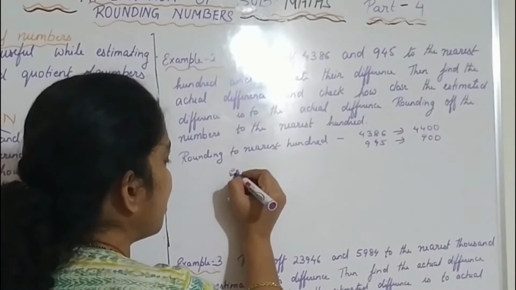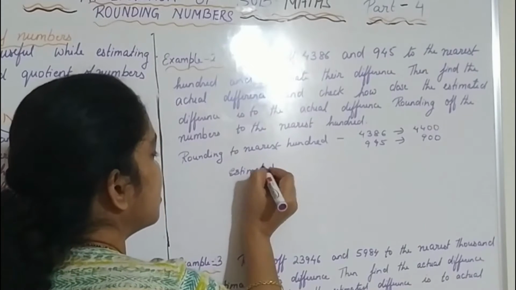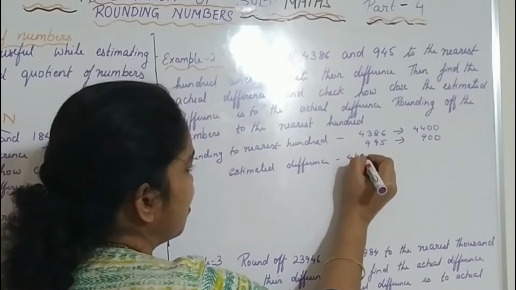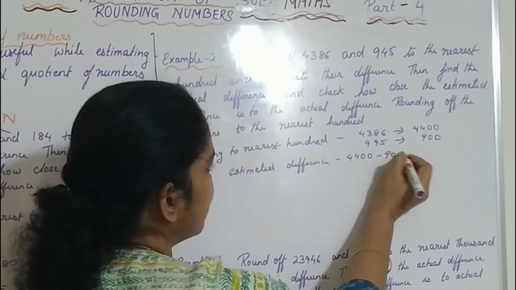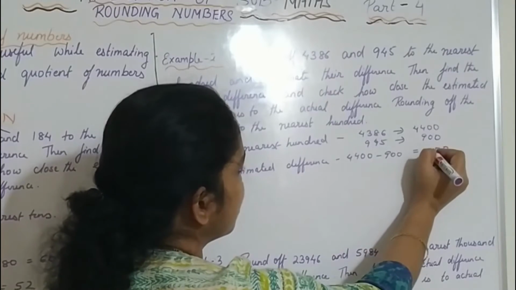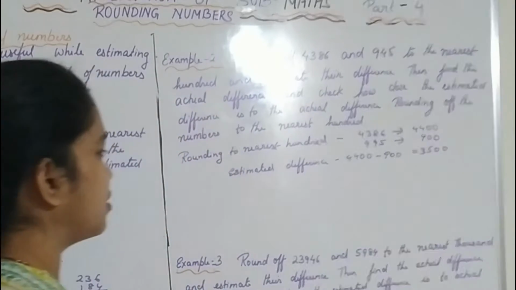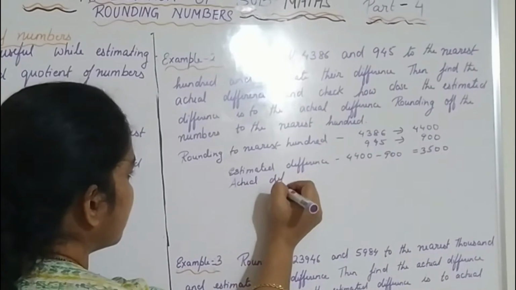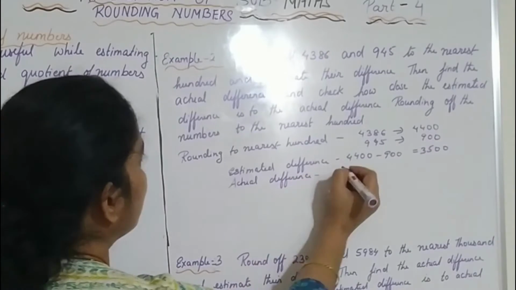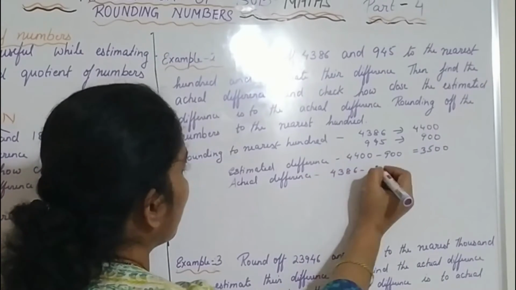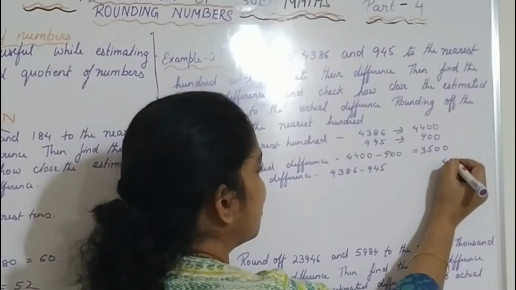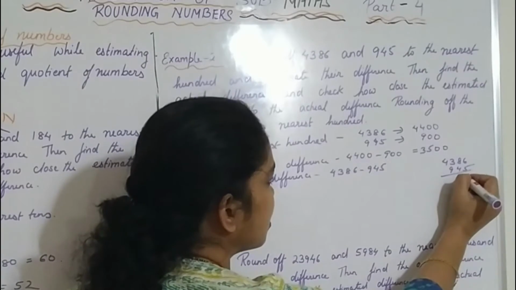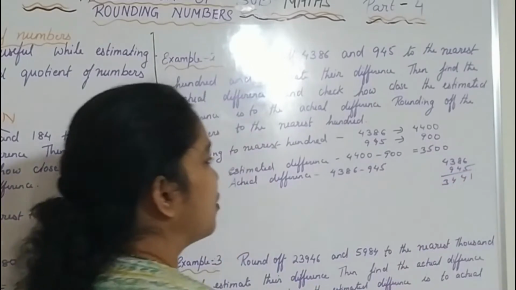The estimated difference will be 4400 minus 900, which is equal to 3500. And the actual difference will be 4386 minus 945, which is 3441.